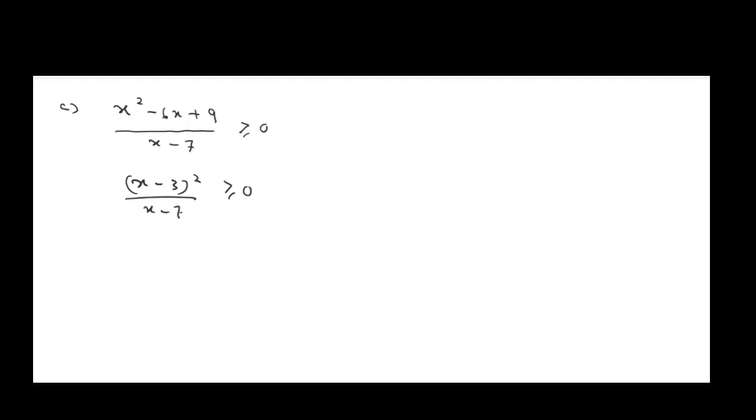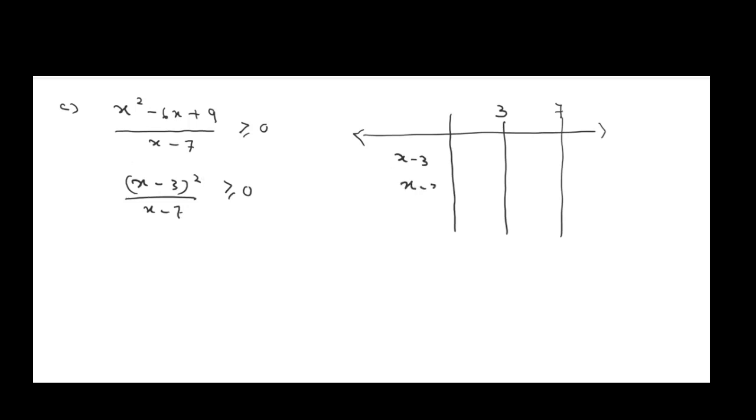Now we are going to use table of sign to solve the inequality. So draw the number line and list down all the zeros. So the zero for the expression in the numerator is 3. The zero for the expression in the denominator is 7. So rearrange it on the number line, 3 and 7. And list down all the factors in the fraction. So we have x minus 3. Don't forget x minus 3 here is squared. So that means we have x minus 3, x minus 3, and then x minus 7.